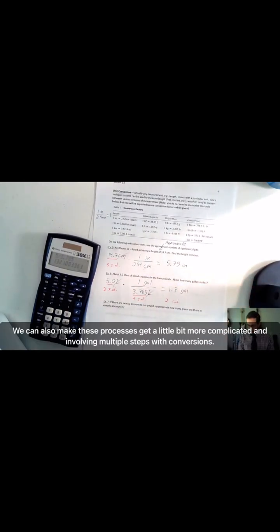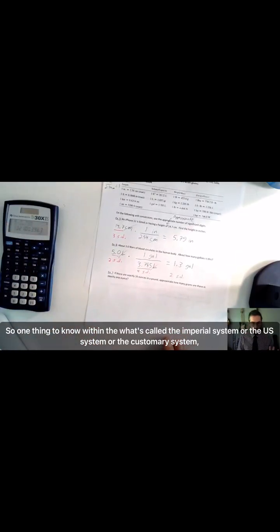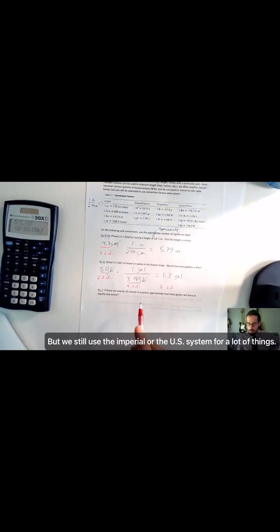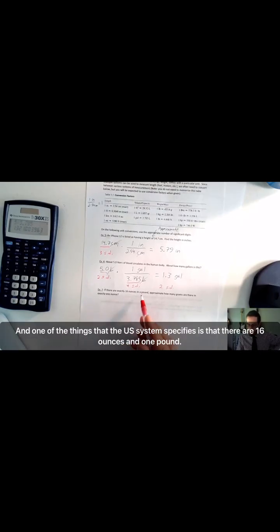We can also make these processes a little more complicated, involving multiple steps with conversions. One thing to know within what's called the imperial system, or the US system, or the customary system, which is not as good as the metric system, which we will see in the next section. The metric system is great, but we still use the imperial or US system for a lot of things. And one of the things the US system specifies is that there are 16 ounces in 1 pound.